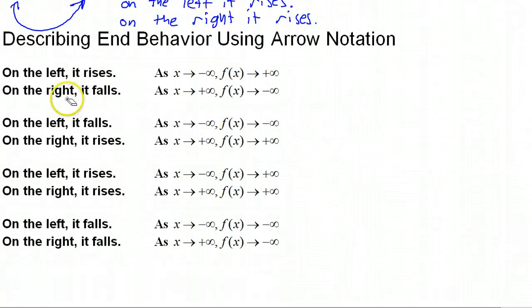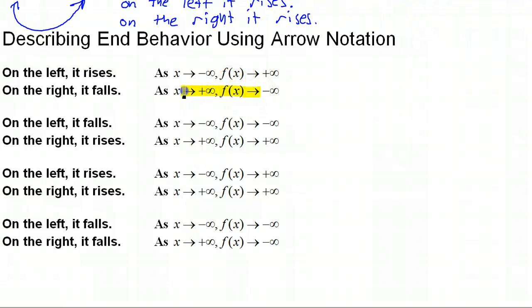All right, now don't forget your actual arrow notation, okay? When we talk about on the left, it rises, on the right, it falls, we would actually write it this way. Instead of saying on the left, we'd say as x approaches negative infinity. And instead of saying it rises, we say f of x approaches positive infinity. You don't actually need the plus sign. Okay, so please remember what I told you.